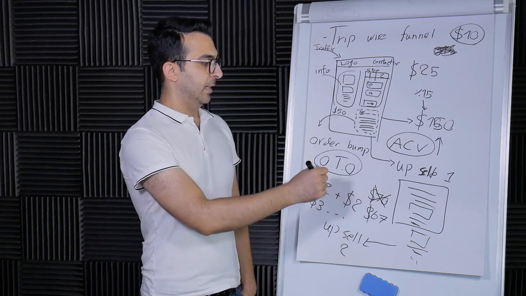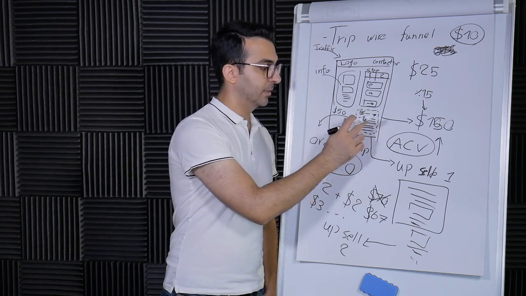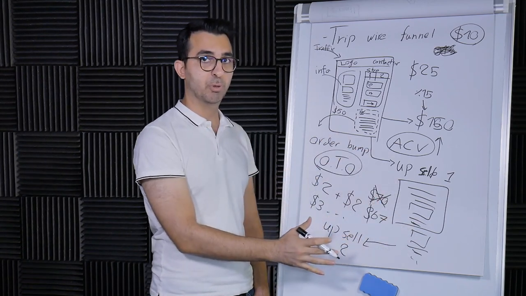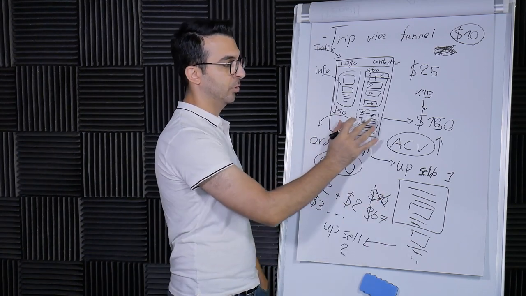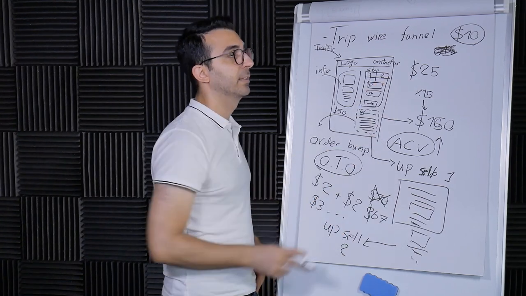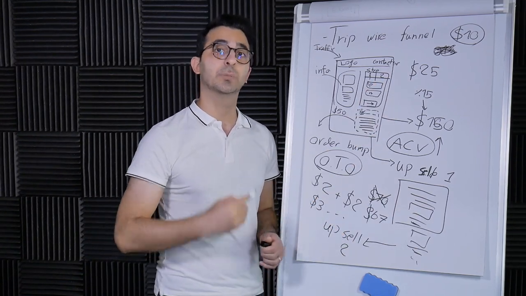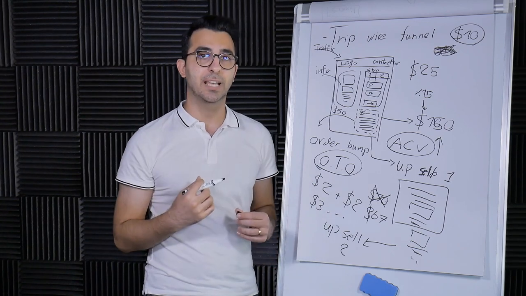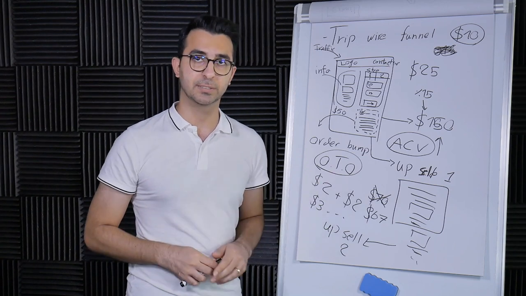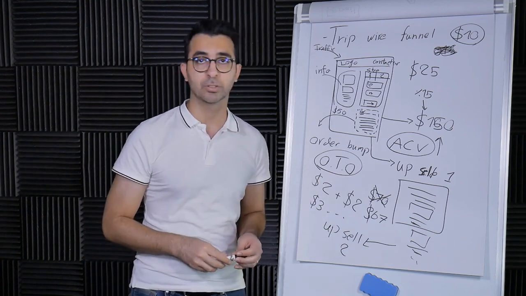So the important thing here is the order bump. If you have it, these are the ways that you're going to make profit out of it. Without order bumps and upsells, the customer acquisition cost will be high, and the money that you make from selling the product will be low. So that is why your business is not going to make a lot of money and you're going to fail.